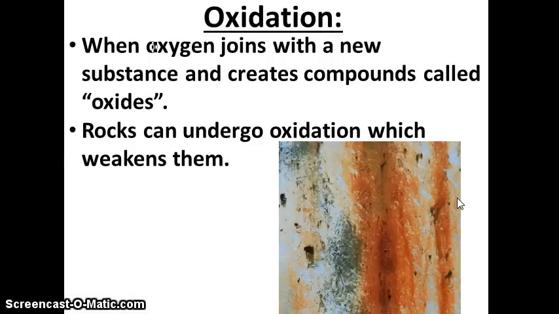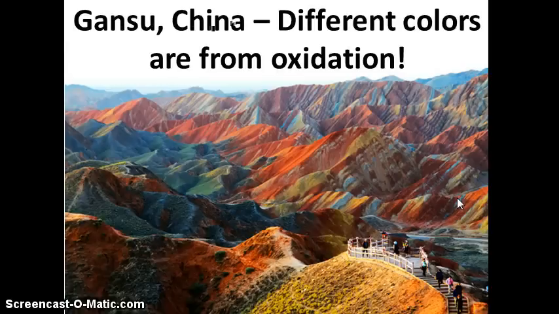Oxidation is another example. When oxygen joins with a new substance, we call them oxides. Rocks can go through a lot of oxidation, which will weaken them. That's an example of chemical weathering. So we have Gansu, China here, where we can see the different colors brought to life by oxidation. When we look through this picture, which is probably one of the best examples of oxidation, you can see all the different colors as it's wearing away at the mountainside.